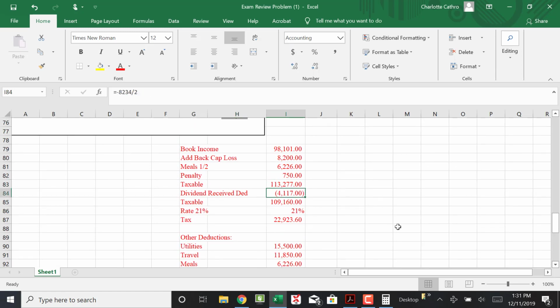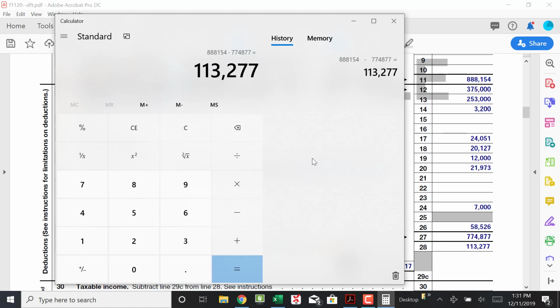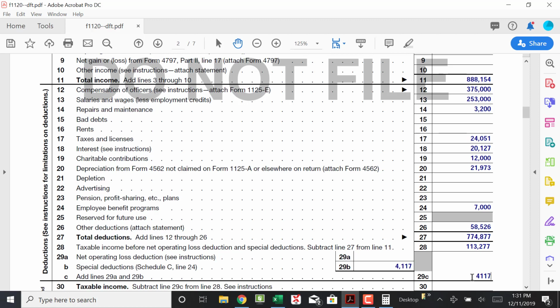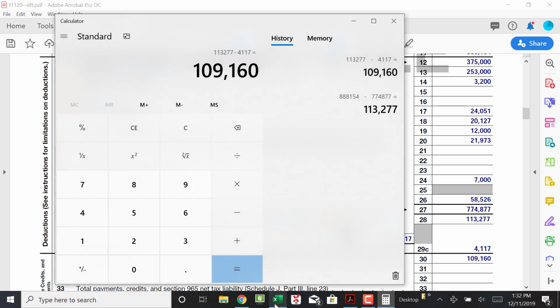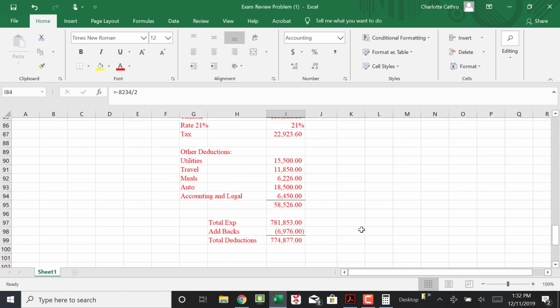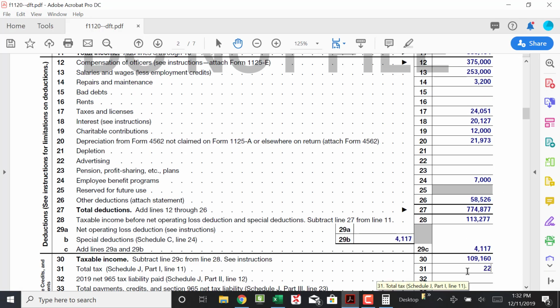Then I'm going to put my dividend received deduction of 4,117 in here as a special deduction. And I'm going to subtract it, it's a deduction. So my taxable income is that 109,160. And the total tax on that we determined 22,924. So 22,924 is going on here.